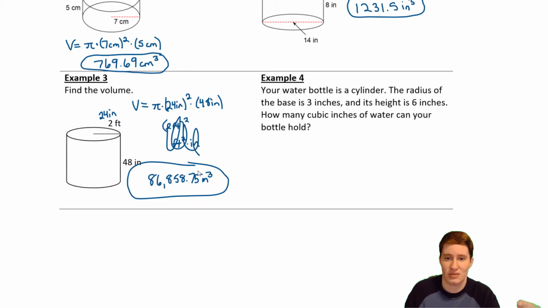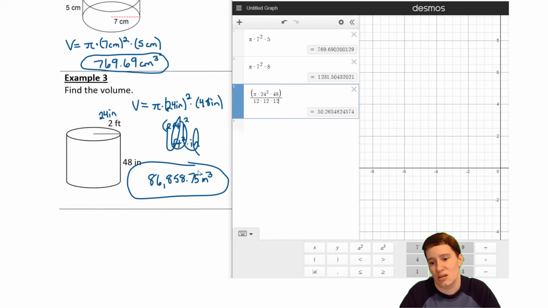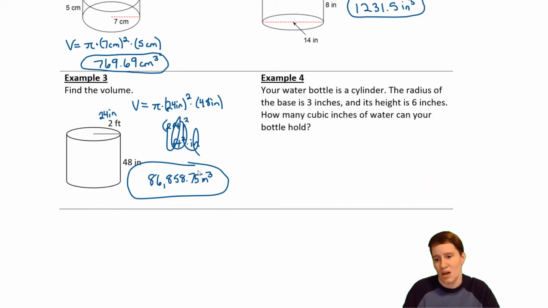but you actually have to divide by 12 3 times because you're basically dividing by a cubic foot's worth of inches. So in case you were wondering how that works, if we divide this by 12 times 12 times 12, this would end up being 50.27 feet cubed. So that's how that would work. Which is why, by the way, if they tell you what they want you to use, you should probably try to change them to that first and then work out the problem instead of trying to change it later.